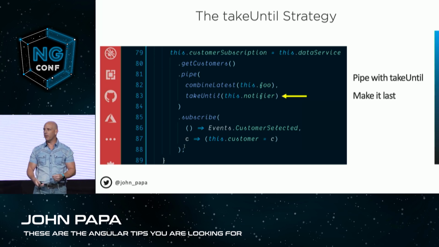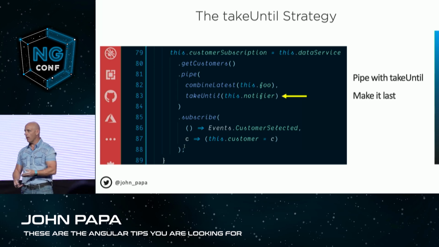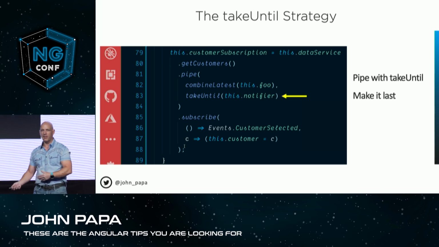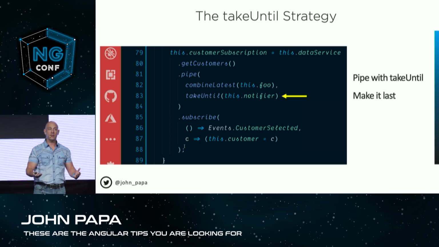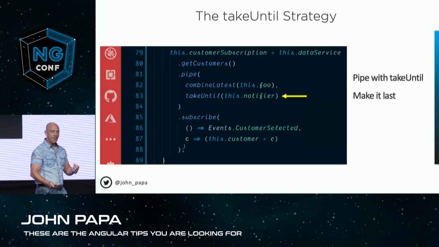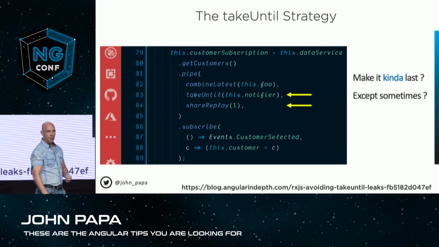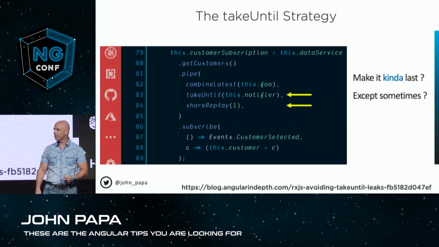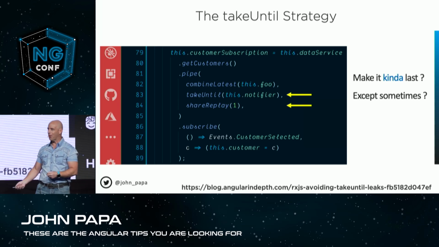But what if you didn't have a pipe already? If this was just get customers, and then it was subscribe, you'd have to add the pipe, just add the TakeUntil to do this. And you have to create like a notifier or some variable that you stick in the ng-on-destroy that does it all. But you have to make this last. Or do you have to make it kind of last? This works until it doesn't work.